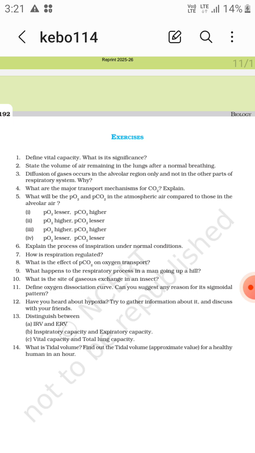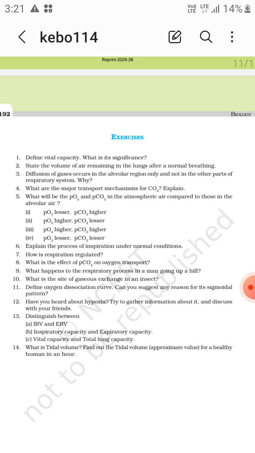Now oxygen dissociation curve, right? Can you suggest any reason for its sigmoidal pattern? If the partial pressure of CO2 increases, the oxygen dissociation curve shifts to the right. And if the partial pressure of CO2 is less and partial pressure of O2 is high, the oxygen dissociation curve moves to the left. That is the sigmoid pattern.